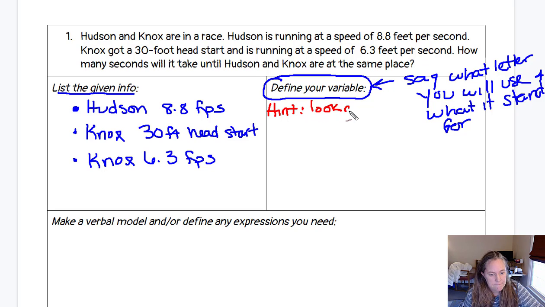Okay. A hint for define your variable is look at the question. The question's always going to tell you what your variable is going to be. See how it says how many seconds? And when I say look at the question, I mean the sentence in the word problem that is the question. How many seconds will it take until Hudson and Knox are at the same place? That's our unknown. That's our variable. So we're going to say let x equal the number of seconds.